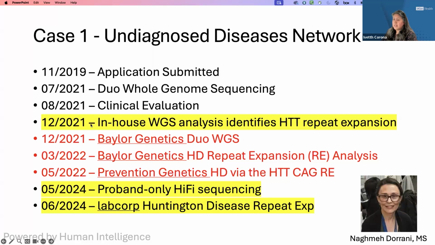From our analysis, we were pretty sure there was something going on there, but for some reason it was not able to be detected using these analyses. So we thought this case was a good case for long read. In May, we did proband-only HiFi sequencing. Then the next month, we received a report from another lab that also identified a repeat expansion.